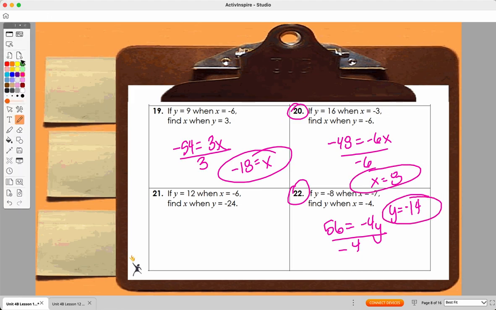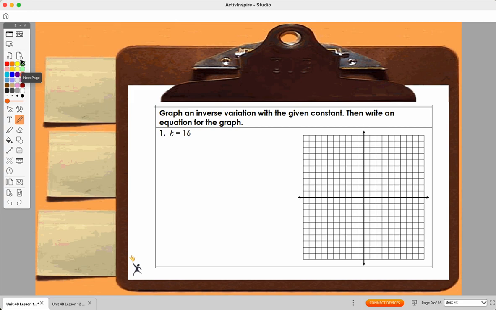All right, last thing I want to talk about is how to graph an inverse variation. We've graphed direct variation graphs, those linear graphs. This is a nonlinear graph, so it does not create a straight line. It actually creates a rational function, so it creates something that looks a little different.